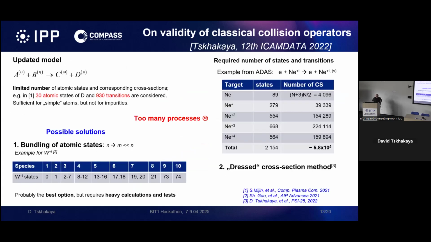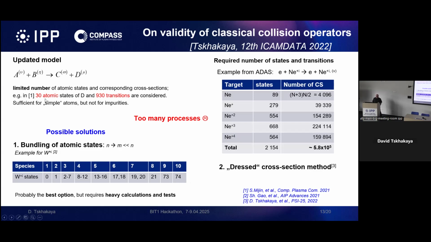And how it's done, this was the most time consuming and hard work for me, because initially I said, okay, we have a massively parallel code, we can follow any excited state. But when you come to atomic data, you understand that it's impossible, because there are some codes from JET, so you can treat 30 atomic states. And these 30 atomic states are still okay. You can consider them, because you have 930 transitions, it's okay, you can follow 30 states.